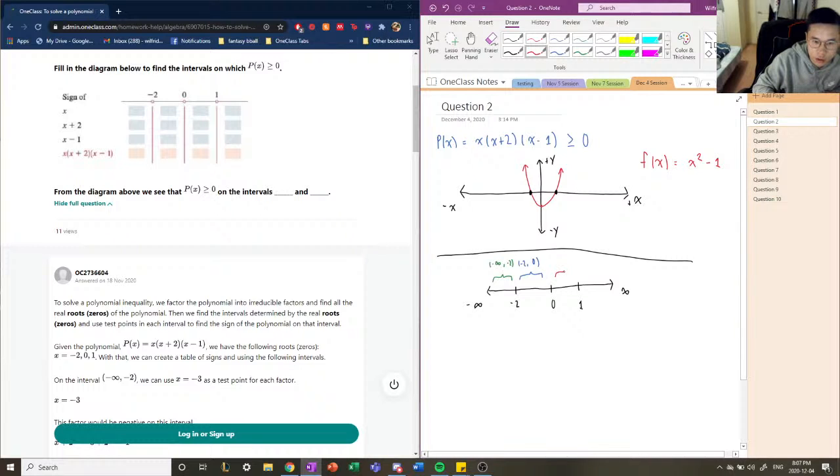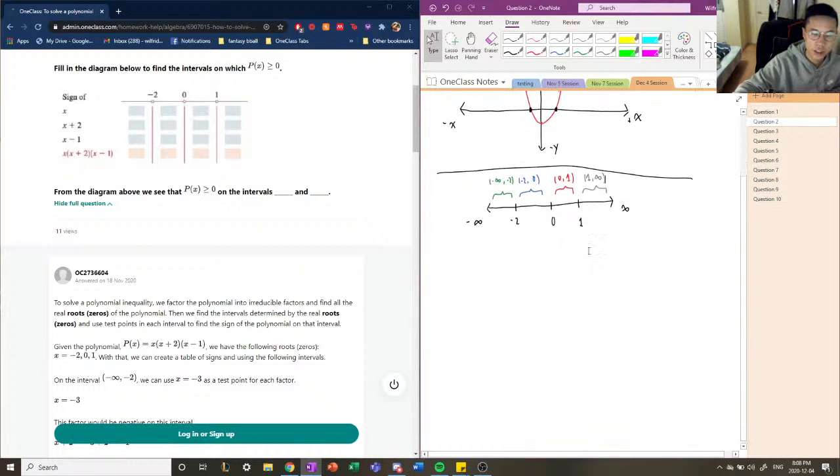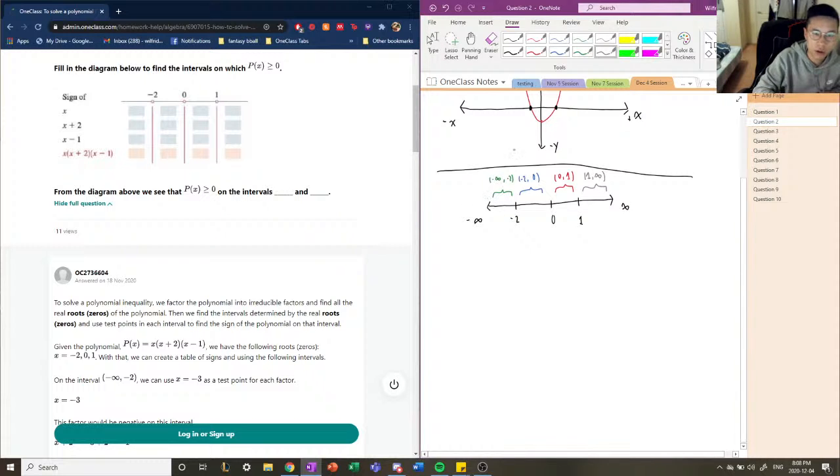We have this interval here, which is 0 to 1. And we have this interval here, which is 1 to infinity. Okay? Cool. So we're going to gather test points from each of these intervals, and we're going to sub them into our polynomial and see if it comes out negative or positive. Alright, so let's test out our first interval here, which is -infinity to -2.